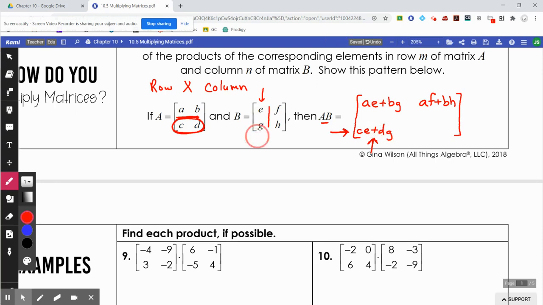Then once you finish that, we move on to the second row and second column. Pair them. C and D with F and H. C with F, D with H, and then you add them. So we had a 2 by 2 times a 2 by 2. We can multiply them, and our answer is going to be a 2 by 2.